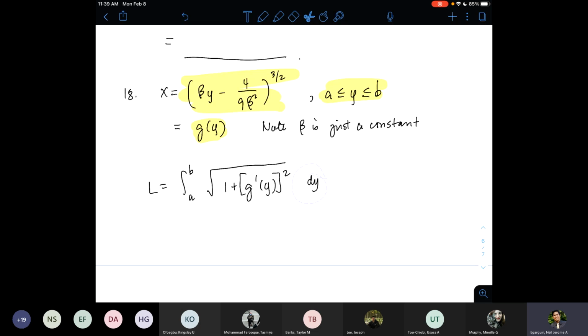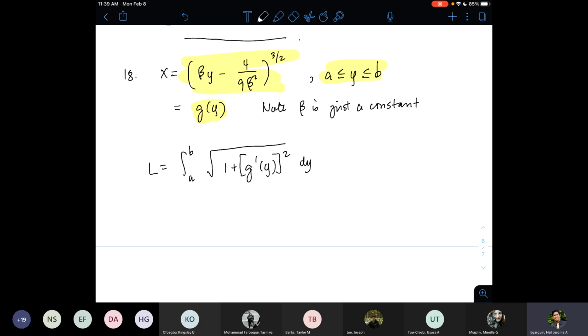Okay, so that tells us I just need to find the derivative of g and then move on, right? So here, g prime of y, the derivative of g with respect to y, is what? Okay, first term. We have beta y. The derivative of beta y is simply what? That will just be beta. Oh, sorry, this is raised to the 3 halves. I forgot about that. So it's not as simple as what I thought.